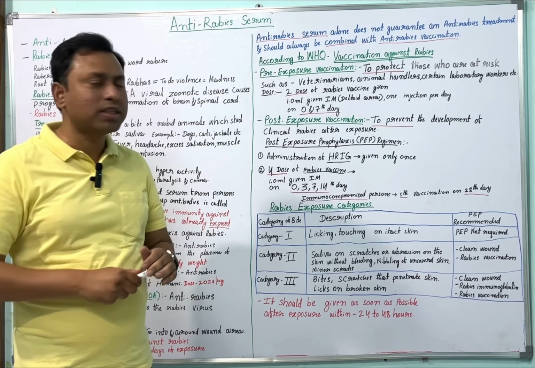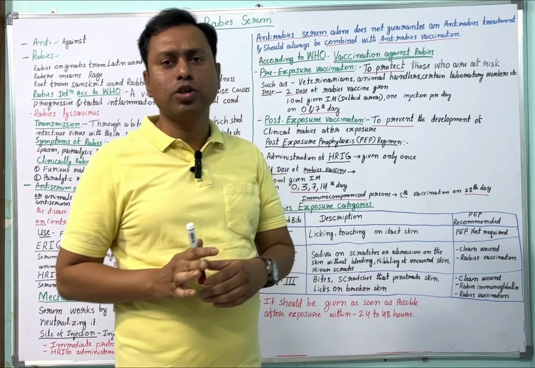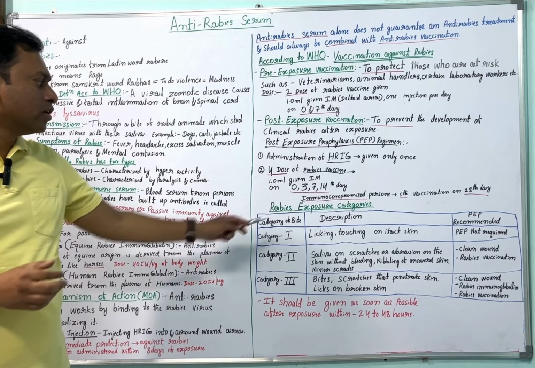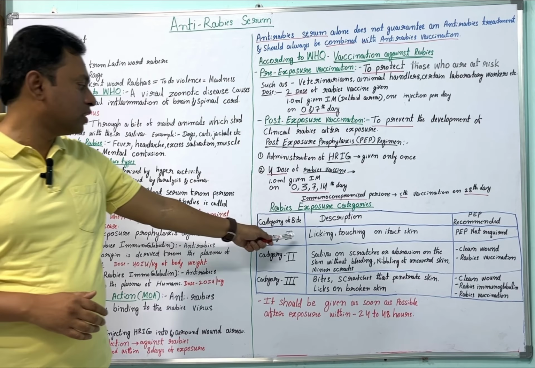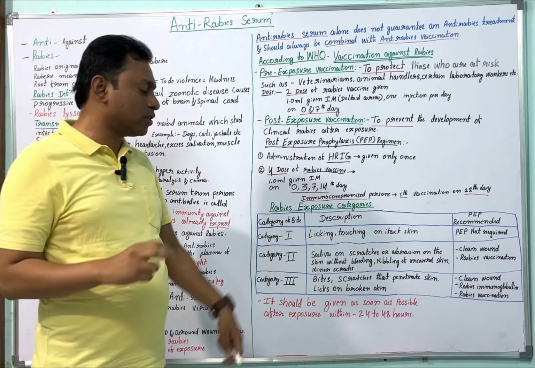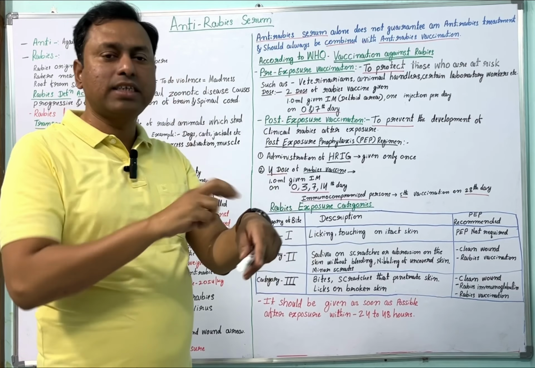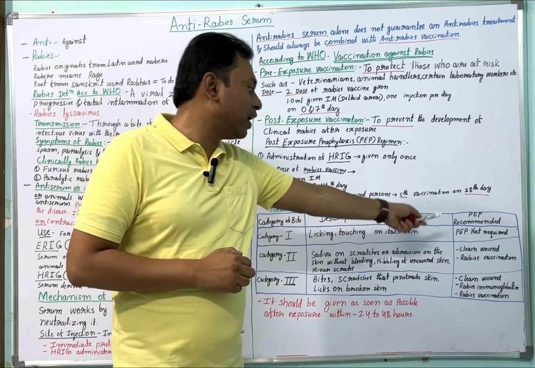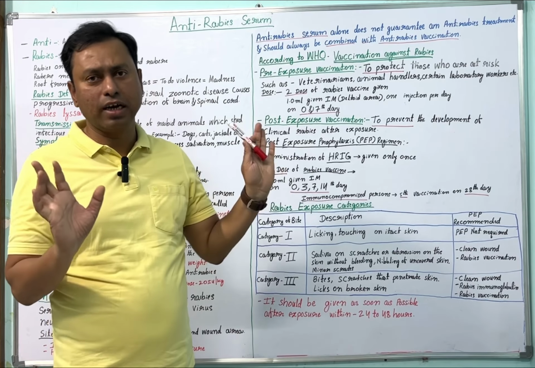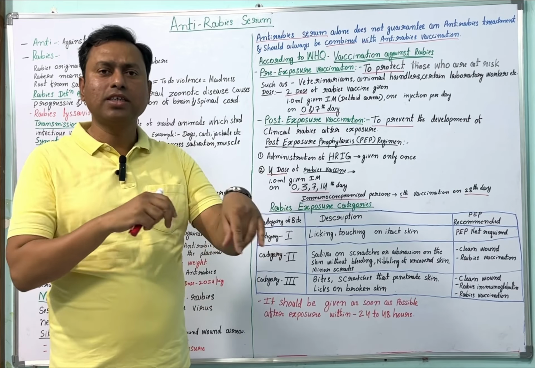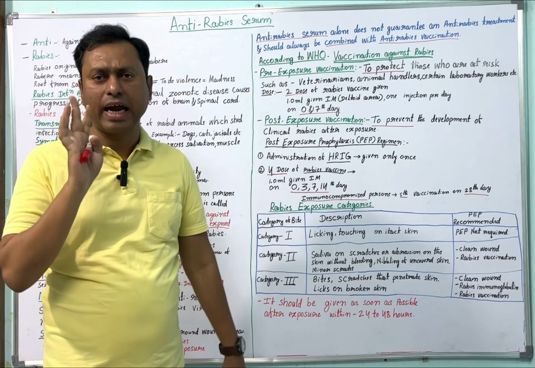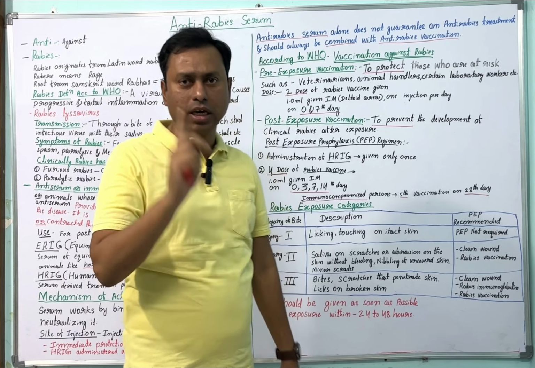Now we will study the rabies exposure categories. According to WHO, there are mainly 3 types: category 1, category 2 and category 3. The first category is licking or touching on the skin. Suppose the dog is licking or touching the skin, that is called the first category. Here PEP treatment is not required, you just have to wash it and leave it. It means the dog is licking or just in contact with your clothes. This is category 1, and treatment is not required here.